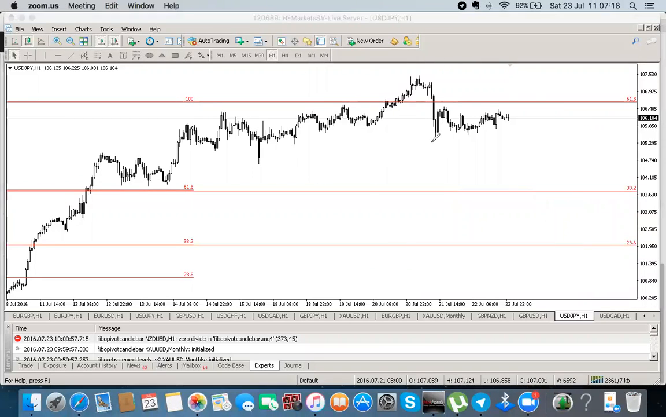Okay, US dollar versus yen. This is the current market. It's a consolidation. Yesterday we had a sell-off. The market is ranging at the moment. Maybe next week there may be news for the yen pair, so we need to watch if there are news for the next week.